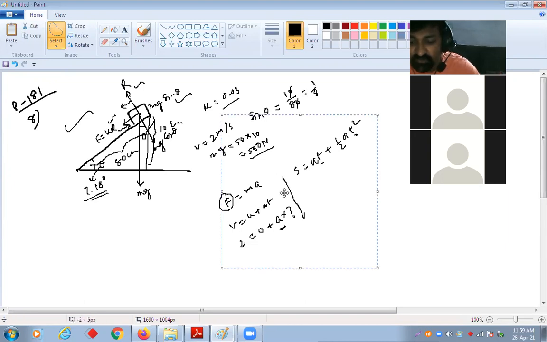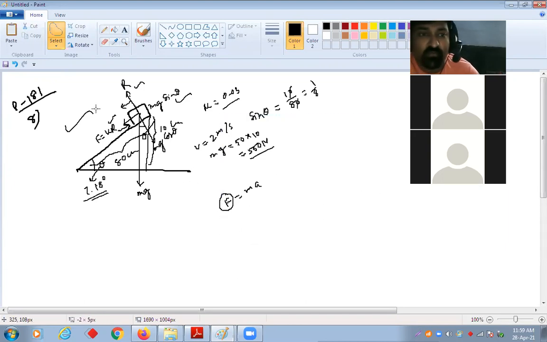Let me delete this portion. So the amount of force we will write is mg sin theta minus mu into R. R means mg cos theta. Okay, this is the actual force. mg sin theta minus mu R is equal to m into a. So you will get the acceleration.